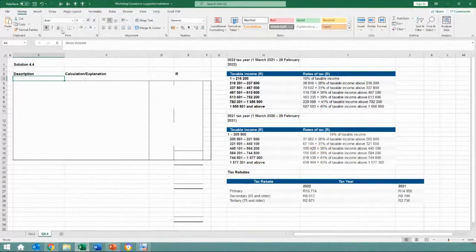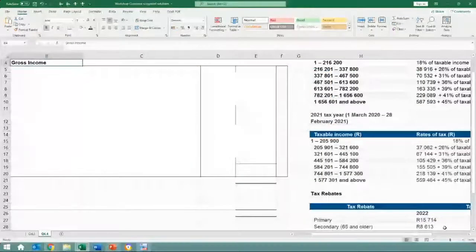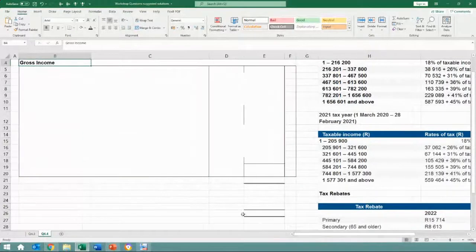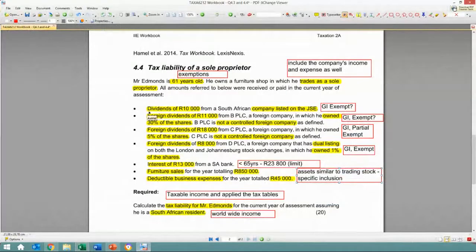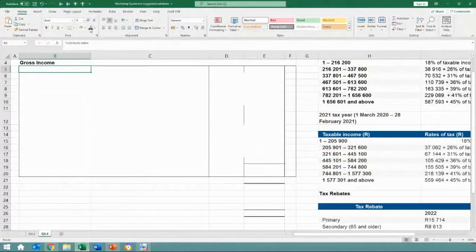So the first thing we have to do is work out what is the gross income. We want to know what is the gross income amount, and so we include all the amounts, whether they are specifically included in gross income based on the definition or as a specific inclusion. So if we look at the first thing, we know we've got dividends from a South African company of 10,000 Rand. So we would specifically include that dividend of 10,000 Rand.